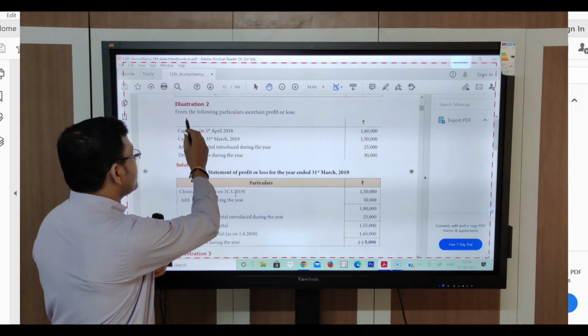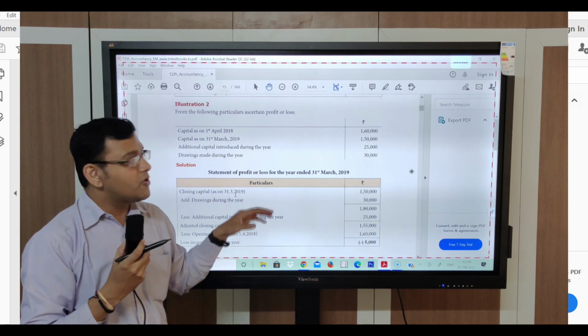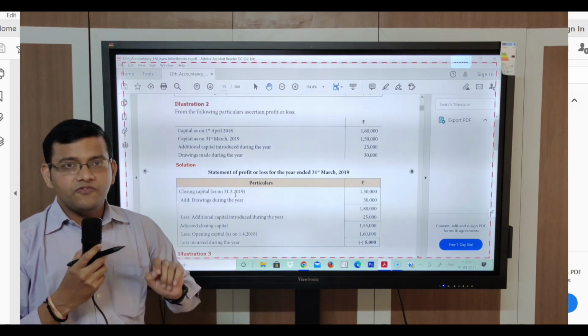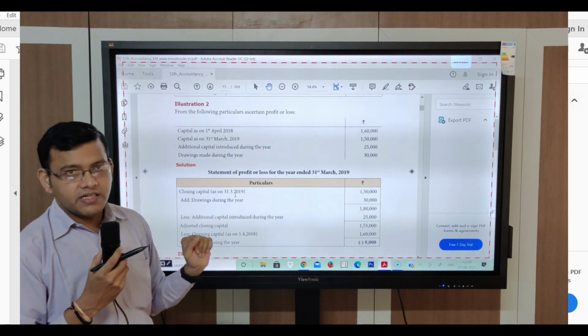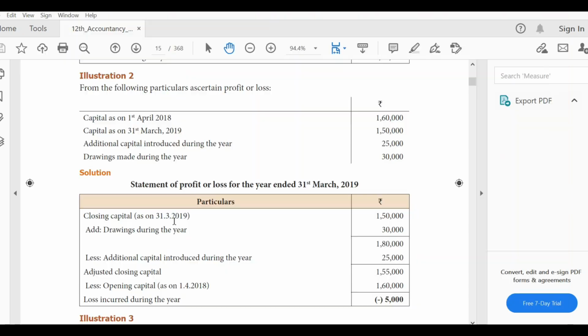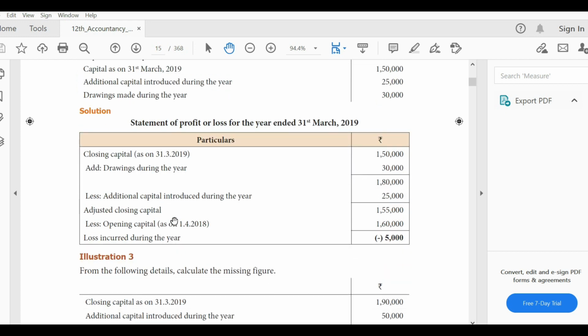Read the question first. From the following particulars, ascertain the profit or loss. It is very important that you read the question first. So the profit you have to ascertain. Capital at the beginning is 1,60,000. Capital at the end is 1.5 lakhs. Additional capital is 25,000. Drawings during the year is 30,000. So again, we'll put it in the same format. We'll write statement of profit and loss for the year ended 31st March 19.